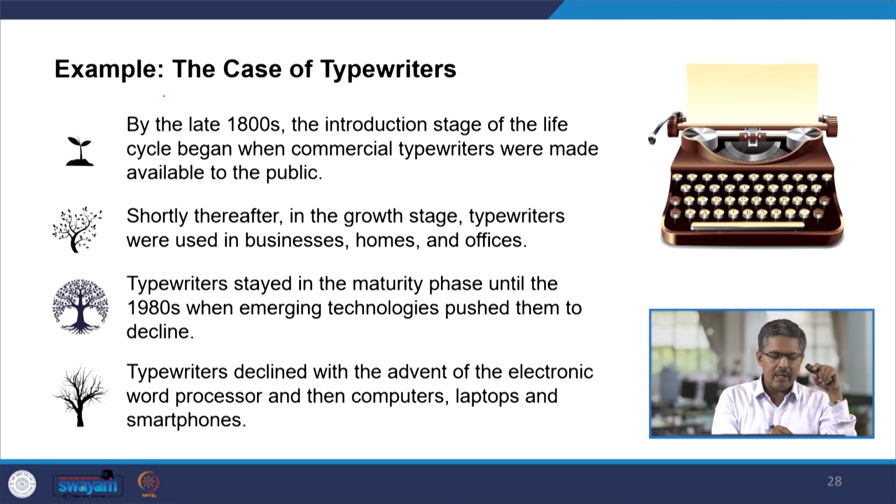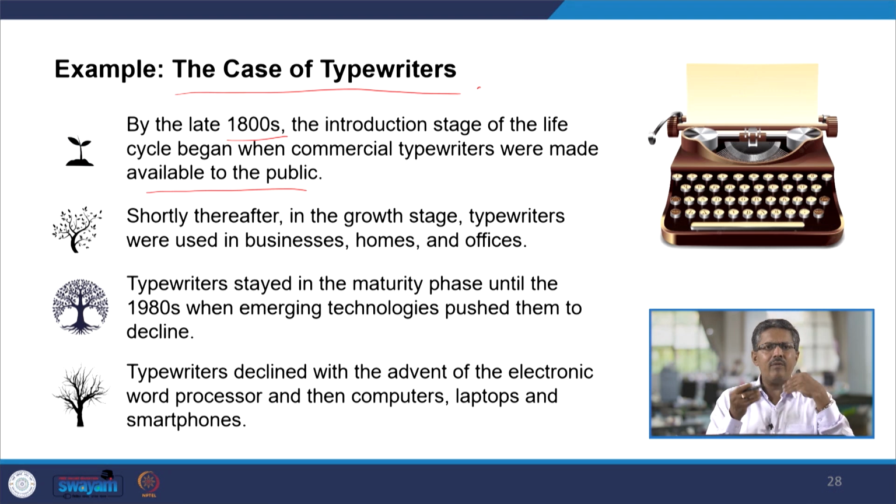The case of typewriters, a very old classic example. In the 1800s, the introduction stage of this product happened when commercial typewriters were made available to the public. But shortly thereafter, what happened? It went to the growth stage. Typewriters were used in businesses, homes, offices, everywhere, right. So it became a very growth intensive product, and it was giving more profit. Many variants came, many companies came into place.